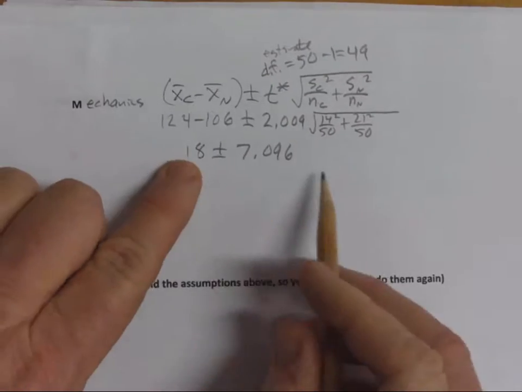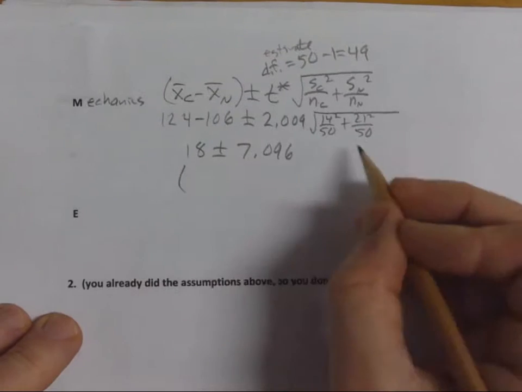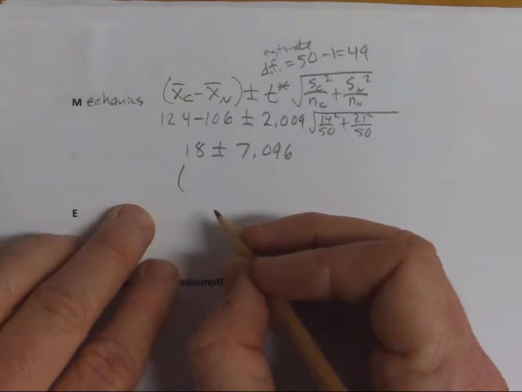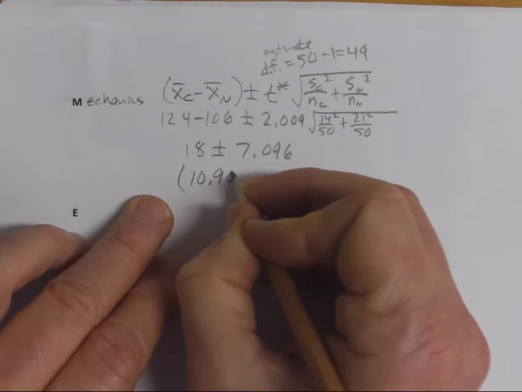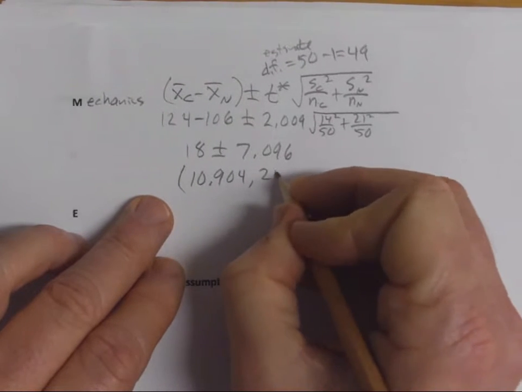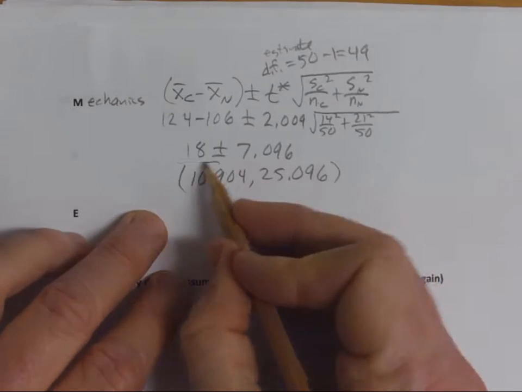Now, I ended up getting that off of my calculator like I'm fixing to show you because I did some rounding, estimating here. And so this would be, in essence, 10.904 to 25.096. So that is using the formula.